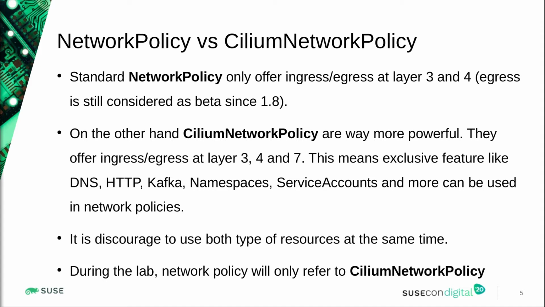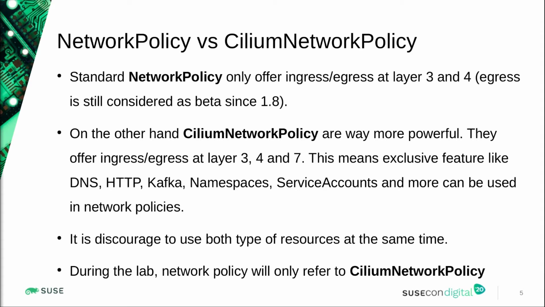What are the differences between the two? First, the standard network policy only operates on ingress and egress at the layer 3 and 4, and egress on layer 3 and 4 is still considered in beta, so it's not yet completely stable. On the other hand, Cilium can also operate on layer 3 and 4, of course, and on the layer 7.